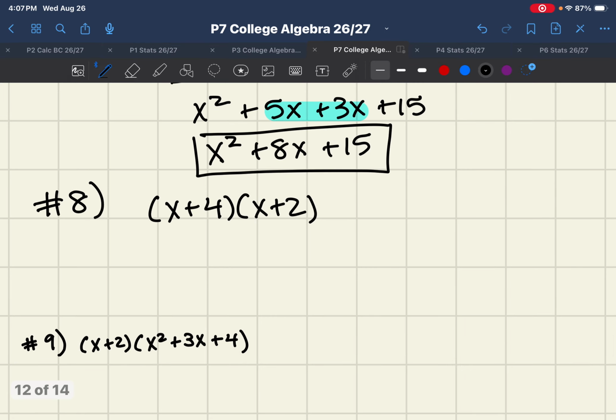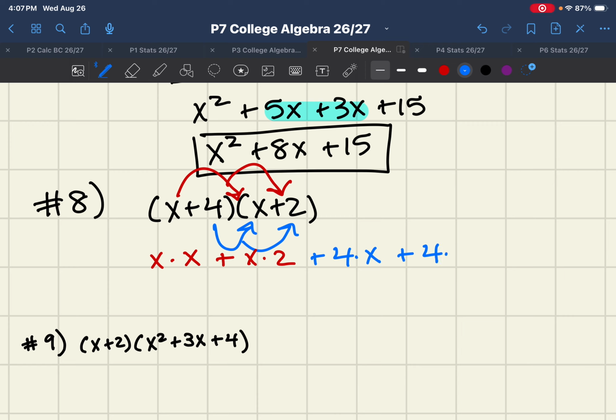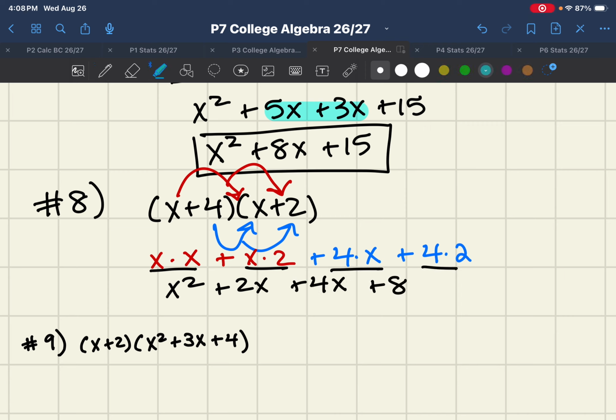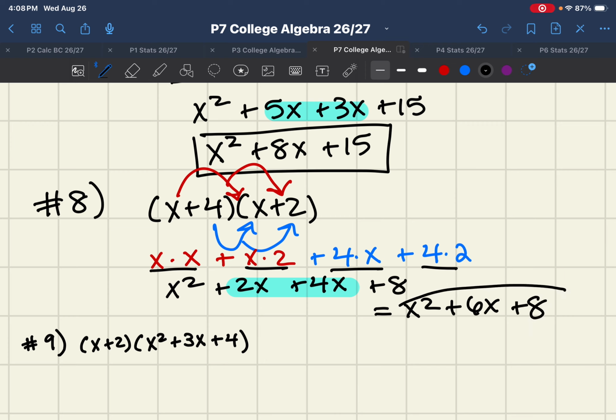Okay, here's another binomial times a binomial. So I'm going to first distribute the x, then distribute the 4. So I have x times x plus x times 2 plus 4 times x plus 4 times 2. This becomes x squared plus 2x plus 4x plus 8. I have like terms, 2x and 4x. So I have x squared plus 6x, because that's what happens when we add them together, plus 8, and that's my answer.